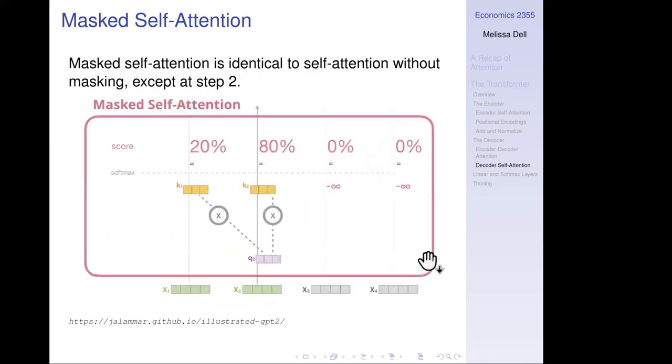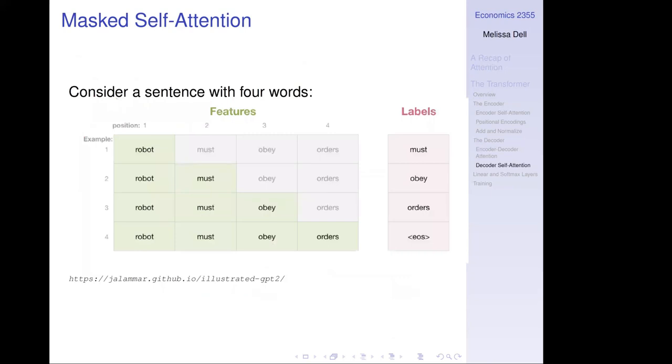And so masked self-attention, which is what we use in the decoder, is exactly the same, except at step 2, which is where we're computing those attention scores. Now we don't allow a token to attend to future tokens in the sequence. We only allow it to attend to the previous tokens. And so how do we do that in practice? Well, suppose we have a sentence with 4 words and we have a target sentence with labels where we're trying to predict what comes next.